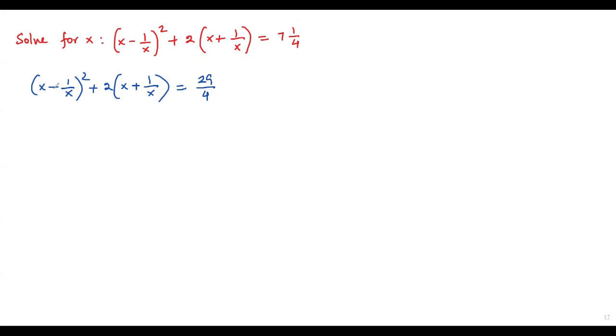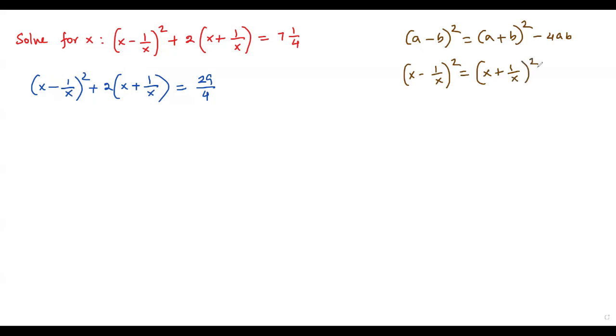Okay, now what we can do is try to get the same stuff inside the first and the second parentheses. For that, let me consider the algebraic identity: (a − b)² equals (a + b)² − 4ab. In this identity, instead of a, I'm going to write x, and instead of b, I'm going to write 1/x. So then I'm getting (x − 1/x)² equals, on the right side, (x + 1/x)² − 4 times x times 1/x.